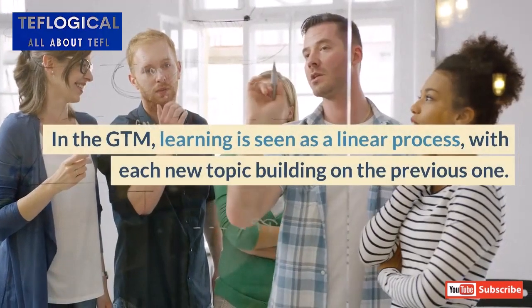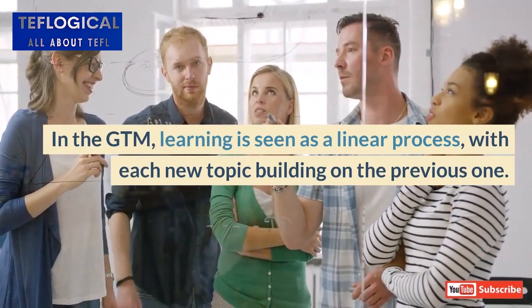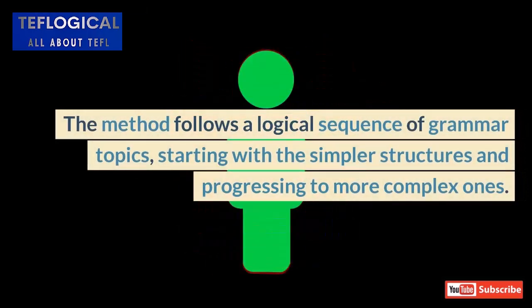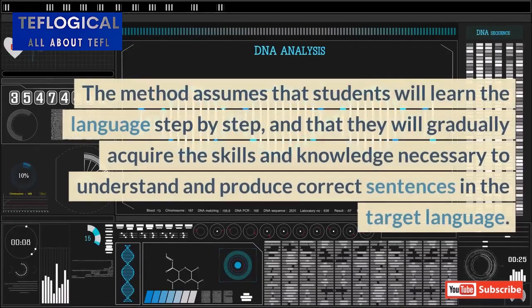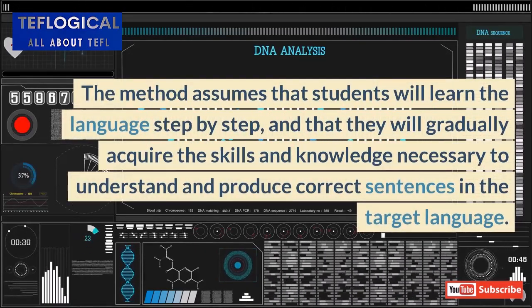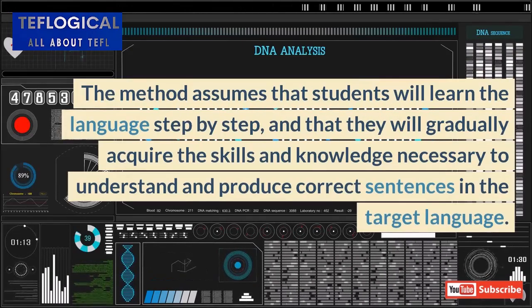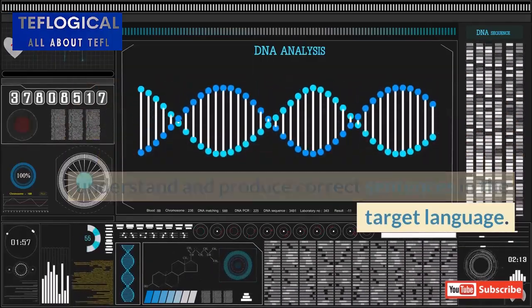In the GTM, learning is seen as a linear process, with each new topic building on the previous one. The method follows a logical sequence of grammar topics, starting with the simpler structures and progressing to more complex ones. The method assumes that students will learn the language step by step and that they will gradually acquire the skills and knowledge necessary to understand and produce correct sentences in the target language.